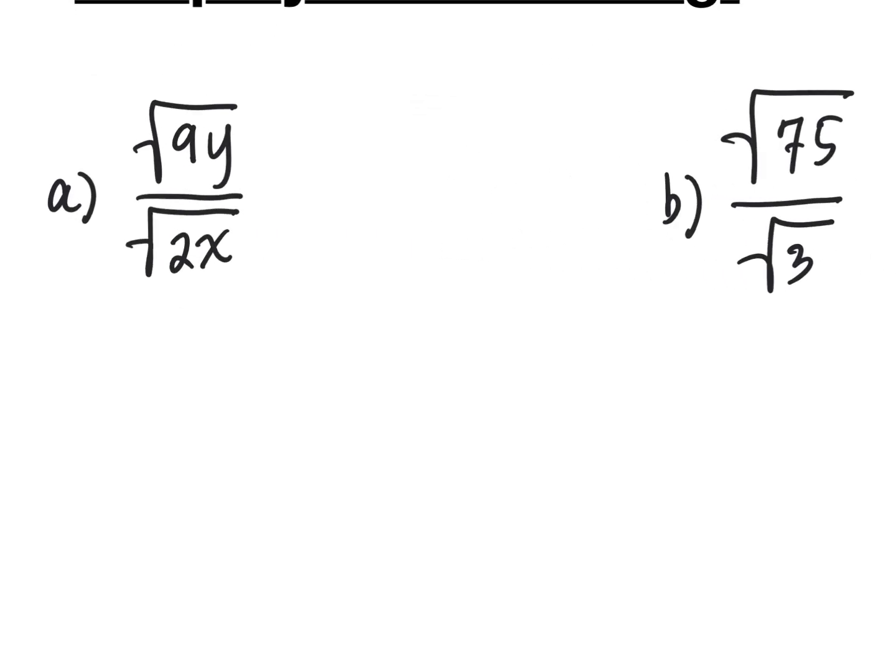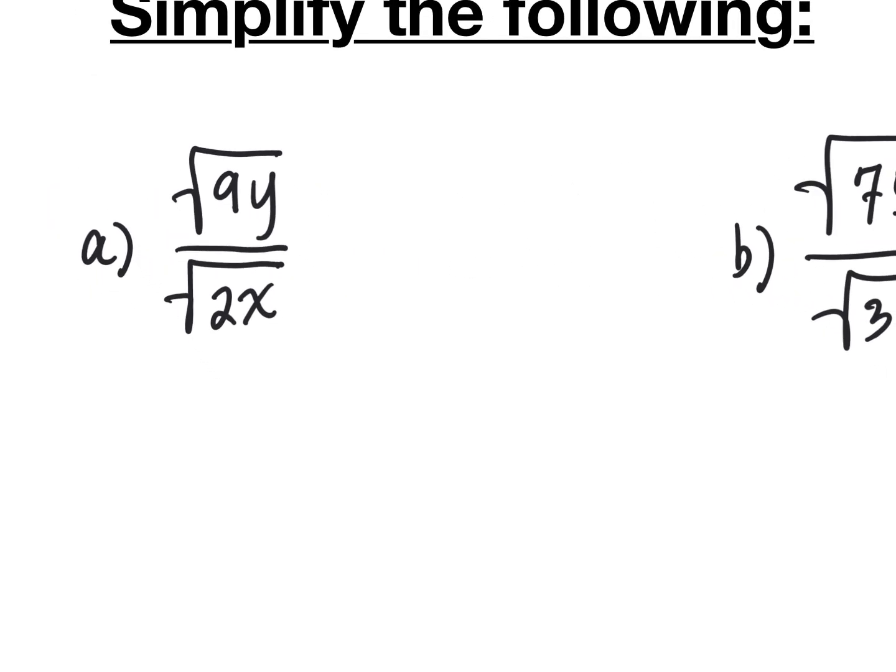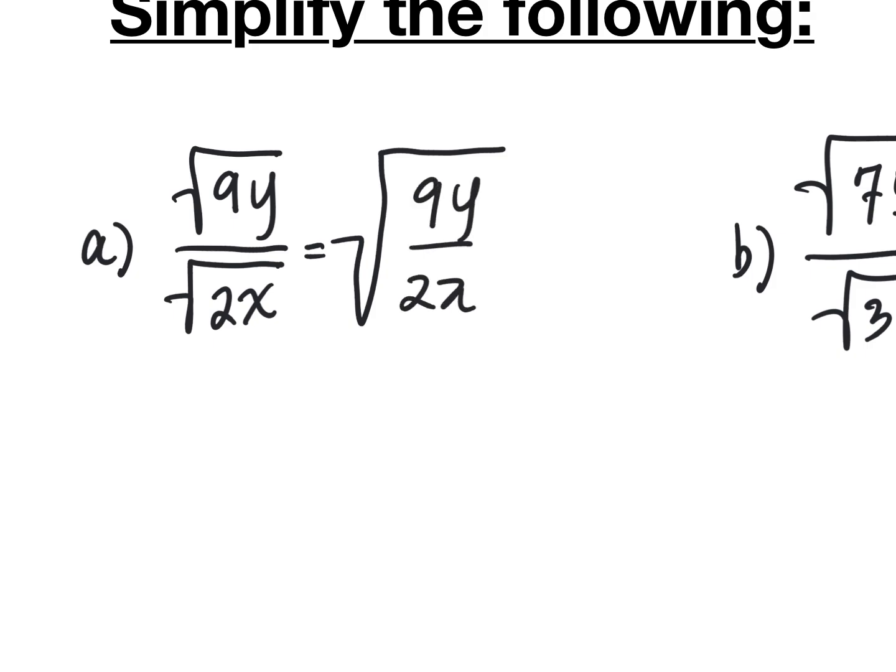Simplify the following. Okay, let's look at letter A. The square root of 9y over the square root of 2x. So actually we can put this in one very big radical sign like this, 9y all over 2x. Now since we have to rationalize the denominator, we can perform that under the radical sign also by multiplying 2x in here over 2x. Okay, let me continue here.